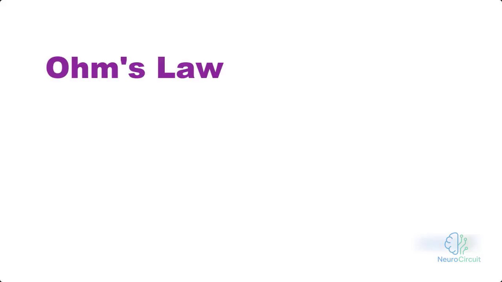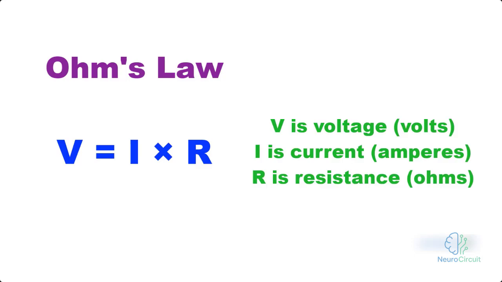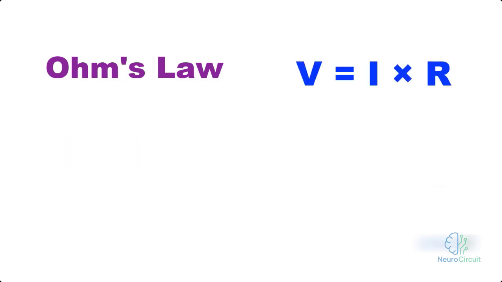Ohm's law. Ohm's law is the most basic law for determining the resistance value in a circuit. It states that V equals I times R, where V is voltage in volts, I is current in amperes, and R is resistance, which we measure in ohms.